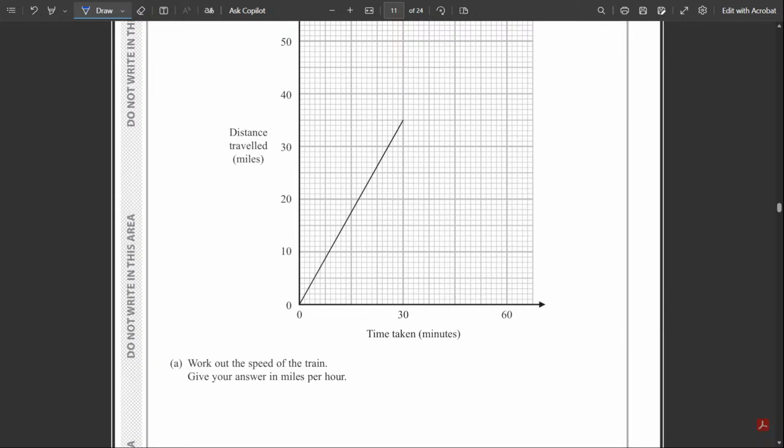Remember, it took us 30 minutes from there to there, and then to travel 35 miles. So we generally do the miles per hour. So if you do 30 minutes and travel 35 miles, then in 1 hour, another 30 minutes, you would travel another 35 miles. So in 1 hour, you would end up traveling 70 miles. Okay, so we can get the speed as 70 miles per hour. That's it.